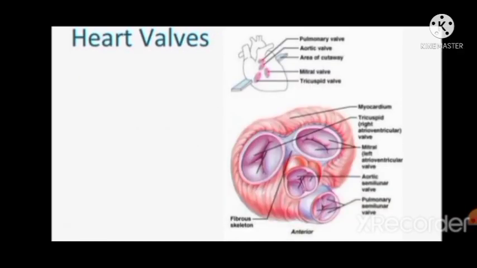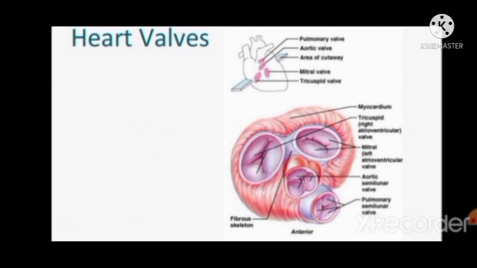Heart valves. These are the valves present in the heart. This is the pulmonary semilunar valve. This is the aortic semilunar valve, which are present at the right ventricle and left ventricle. This is the atrioventricular valves, the tricuspid valve and the bicuspid valve, which is also called the mitral valve.